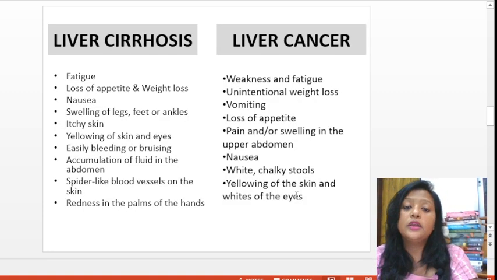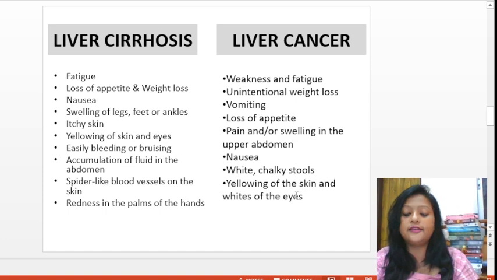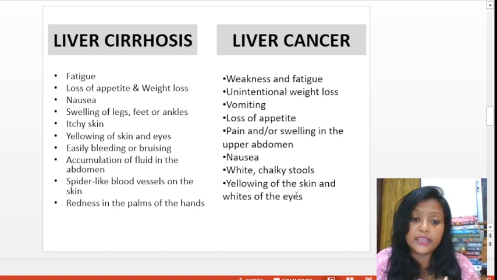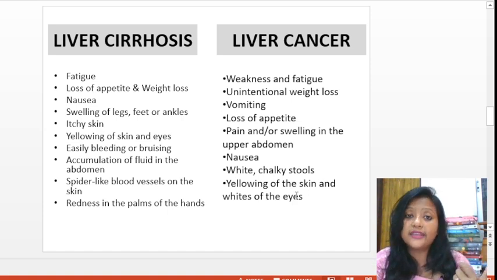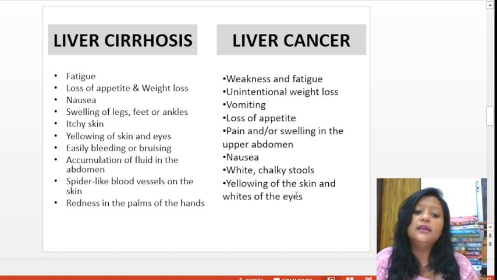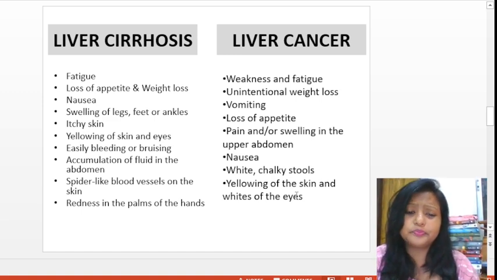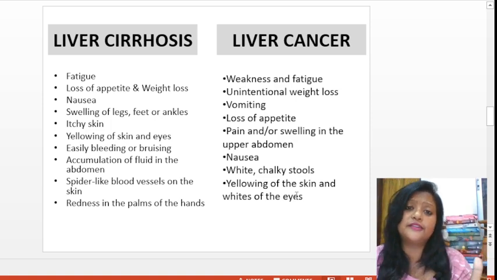Okay. Now, as I told you, there are two types of liver disease here, liver cirrhosis and liver cancer. Now, this fatty liver may lead to liver cirrhosis or liver cancer. So, these are the symptoms of liver cirrhosis. I've already told you, you'll feel tired, weight loss will be there, you'll feel nausea, your feet and legs will start swelling, you'll have yellowing of skin and eyes, again known as jaundice. Then also in the abdomen, some fluid will accumulate. So these are all the symptoms of liver cirrhosis.